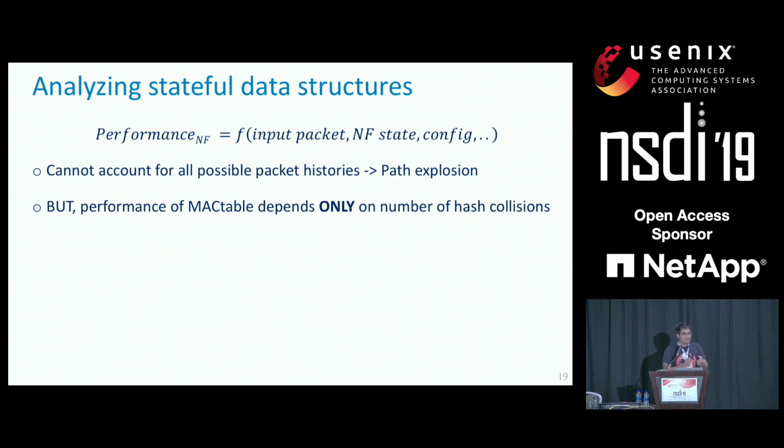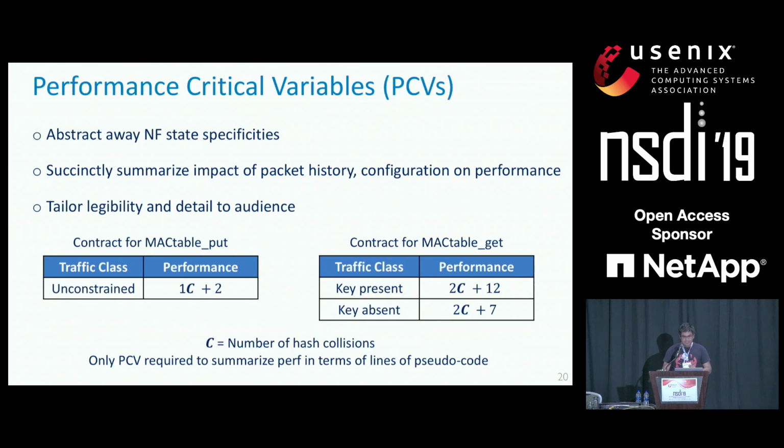But as you've probably guessed by now, irrespective of the exact packets that came before, the performance of the bridge depends only on the number of collisions they cause in the MAC table. And so, to analyze these stateful data structures, we introduced this PCV abstraction, which abstracts away specificities in the NF state and distills only the key parameters that performance depends on. And so while we cannot explicitly list every single possible packet history, we can capture their impact on performance by using the right PCVs. That said, here are the contracts for the MAC table put and get.